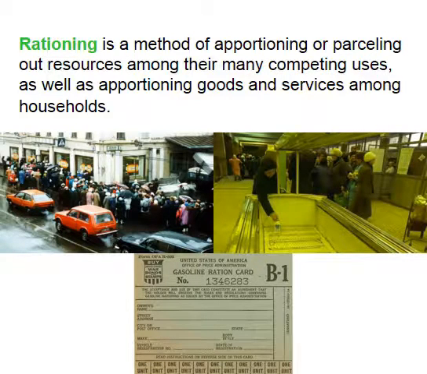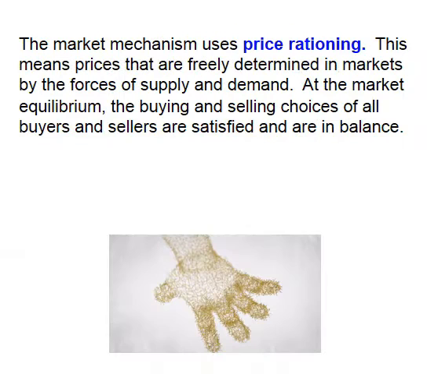Rationing is a method of apportioning or parceling out resources among their very competing uses, as well as apportioning goods and services among households. And we will see as we move through this PowerPoint that rationing really occurs through the price mechanism. So how do we parcel out what resources are going where? And we have people competing for their uses, and we will see that, as I said, it is the price mechanism which is so powerful.